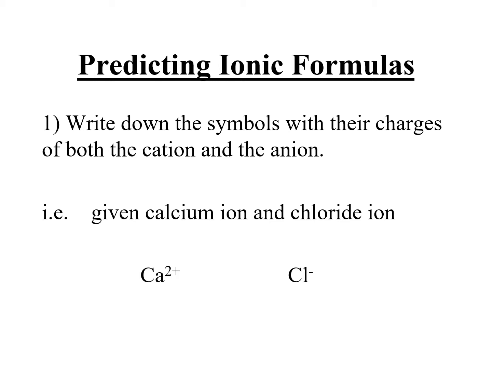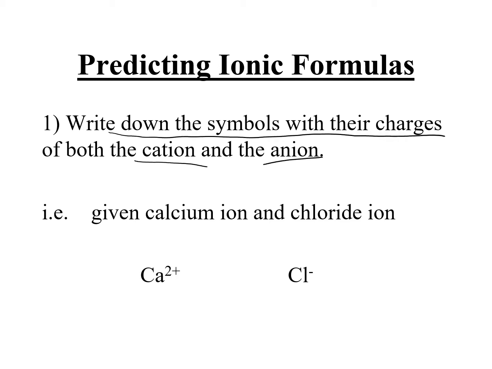Ionic compounds, we just said, were neutral. And we can actually predict ionic formulas by making sure that our charges will cancel each other out. Now, there is sort of what I say a shortcut way to do this, and that's what we're going to follow in these steps. So the first one says just write down the symbol and the charges of your cation and your anion.